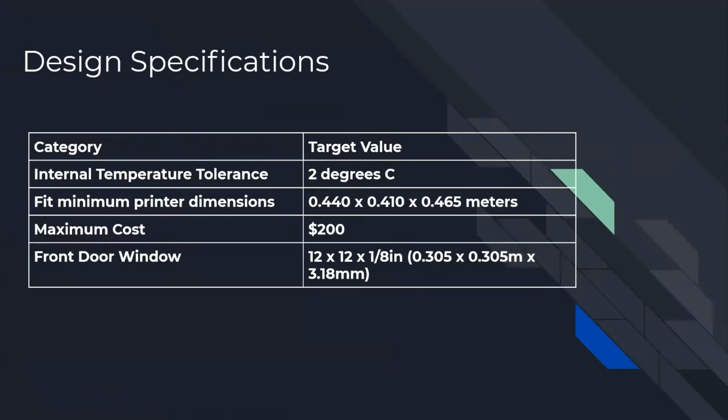So I had some design specifications that I followed when making this project. I wanted an internal temperature tolerance of 2 degrees Celsius. I wanted the enclosure to fit the minimum printer dimensions. I wanted a maximum cost of $200, which I really stressed because the only other enclosure on the market that you can buy is $250, and it is just a box. And I also wanted print visibility, so I wanted the front door to have a window.